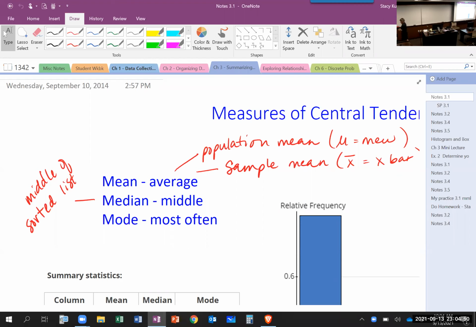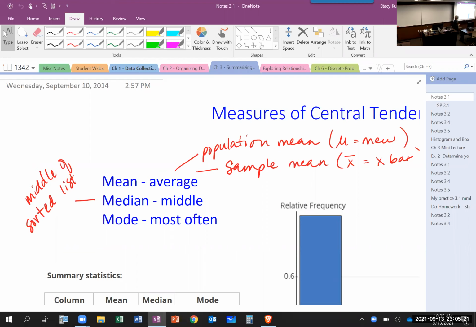Okay, so once we move past being able to graphically display this information, now we're going to talk about measures. How do I quantify the middle? How do I quantify the average? Well, we have the mean, the median, and the mode. You've been practicing these things since probably the 6th grade, as soon as you learned how to do adding and division.